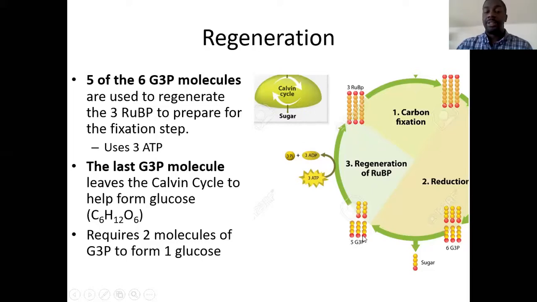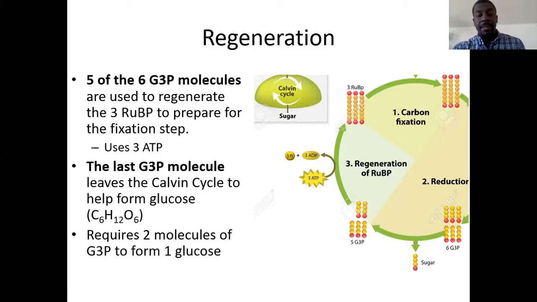Okay. That last G3P molecule is going to exit the Calvin cycle, and that is going to be used to help produce sugar. Okay. So remember, G3P is a 3-carbon molecule. Glucose, as we see over here, is a 6-carbon molecule. So for that reason, this one G3P molecule is not going to be able, on its own, to produce glucose. So what's going to need to happen is we're going to need 2 molecules of G3P to help form one glucose molecule.